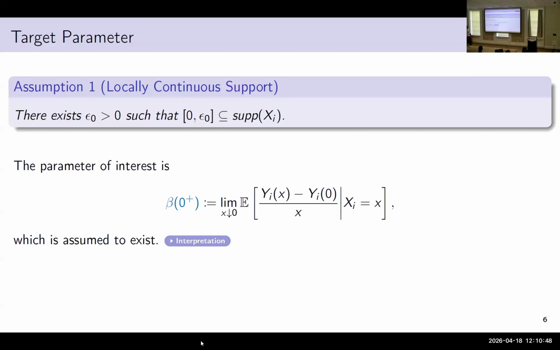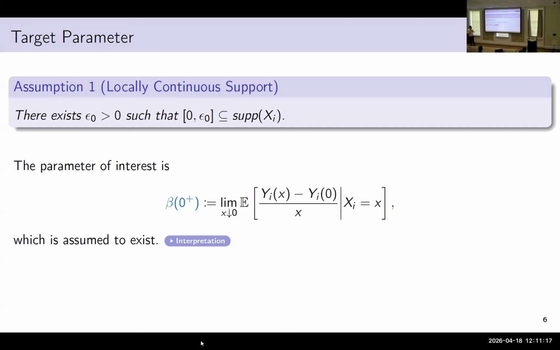Okay. Given that, this is what will be our target parameter. It's the same as Carol presented before. If you look inside the expectation here, this is just the ATT at X per quantity of treatment. It's an ATT because you're conditional on X equals x. And basically we're taking the limit when x goes to zero. So we're taking as given that this is the parameter of interest.